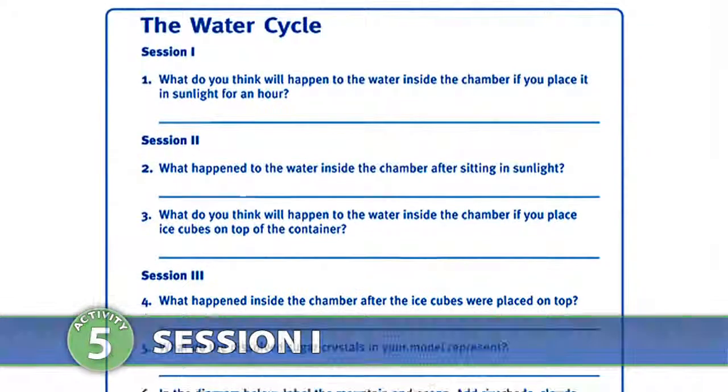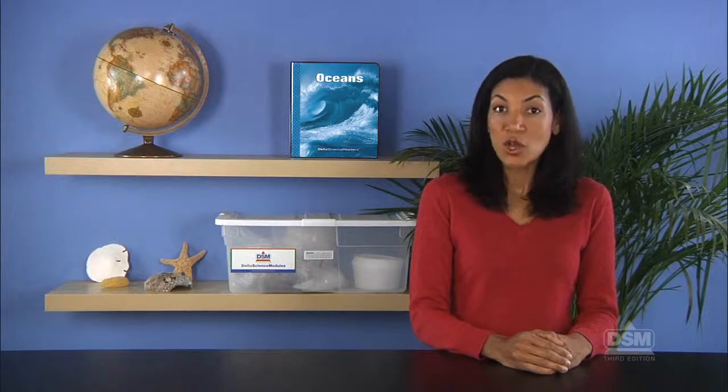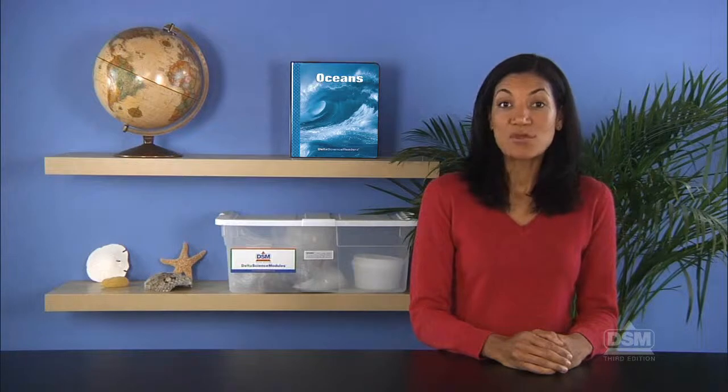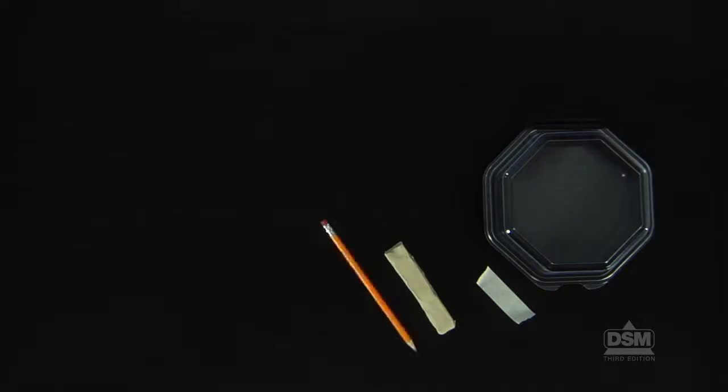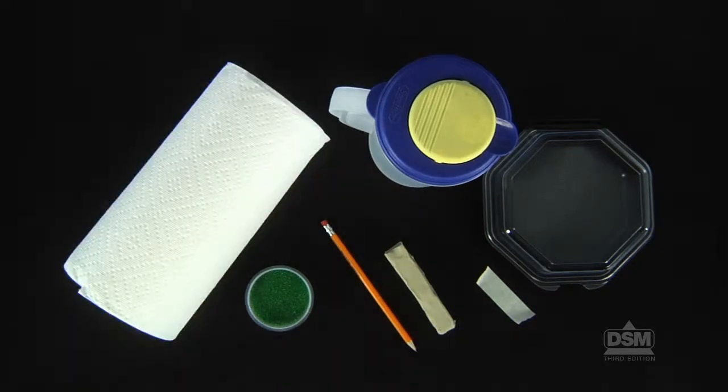To prepare for Session 1, make a copy of Activity Sheet 5 for each student. Locate an area where students can leave their water cycle chambers in direct sunlight or under a lamp for at least 2 hours. Then, fill a large container or pitcher with warm tap water. Each team of 4 will need a plastic octagon container, a piece of tape, a stick of modeling clay, a pencil, some colored sugar crystals, and some tap water. Make sure to have towels on hand in case of spills.